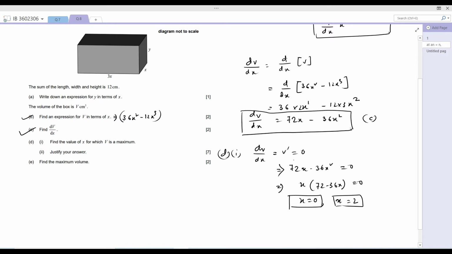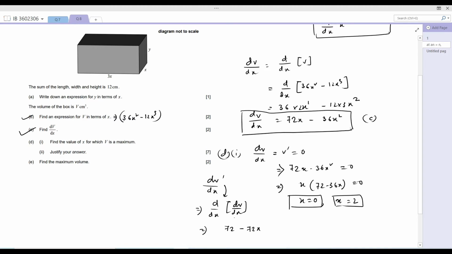Again, how will you find out whether at x equals 2 it will have the maximum value or not? Just do the second derivative, d/dx of dV/dx, as a check. If we differentiate again, we get 72 minus 72x.